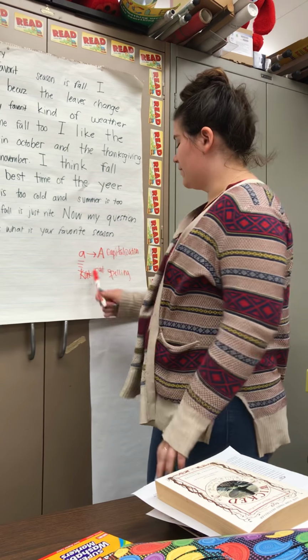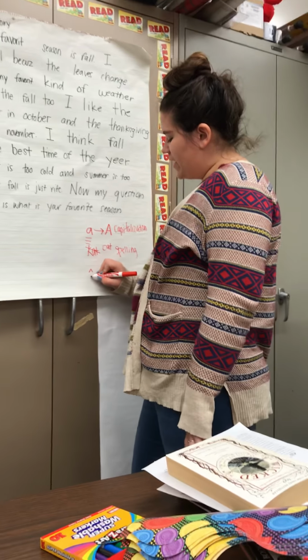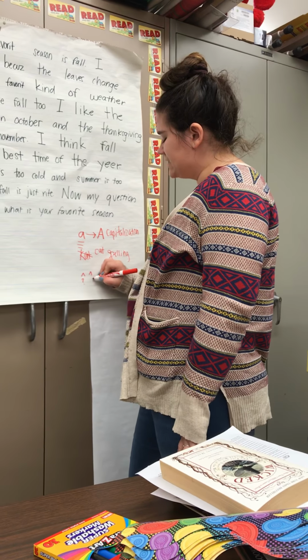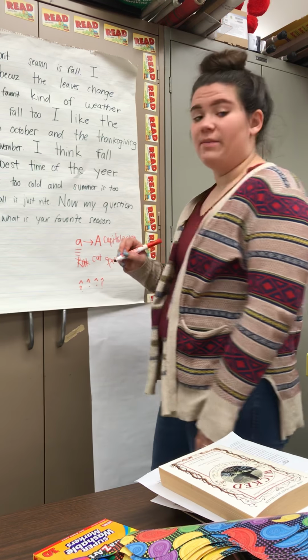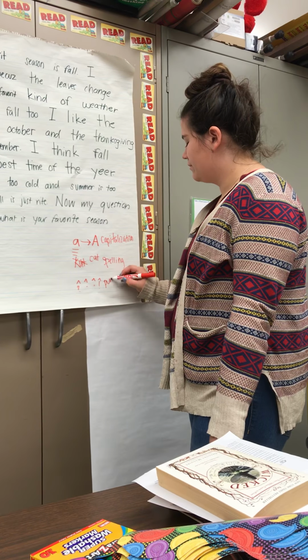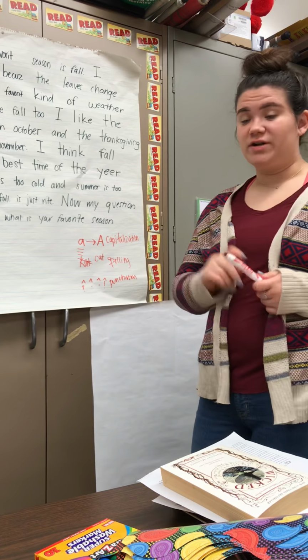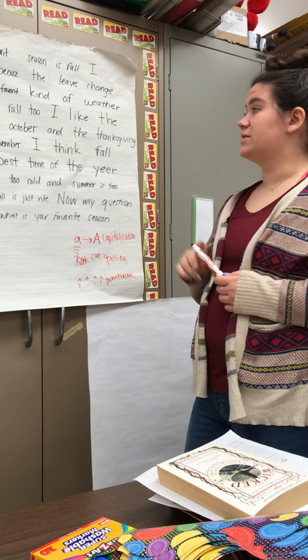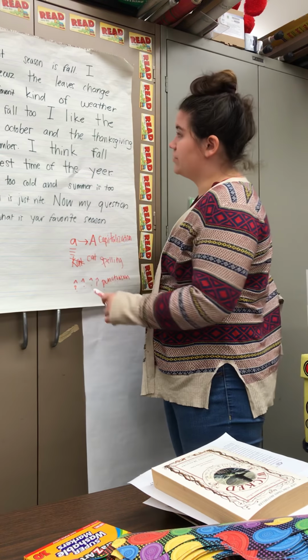Lastly, if we're missing punctuation at the end, we're going to draw a little arrow and put the correct punctuation we need to add at the bottom. Punctuation. Now that we've reviewed our different grammar rules, we're going to go through this and look at the different things we need to edit using our editing symbols.